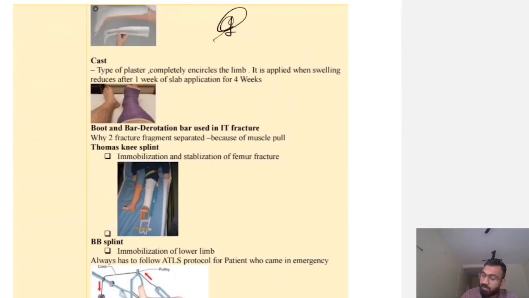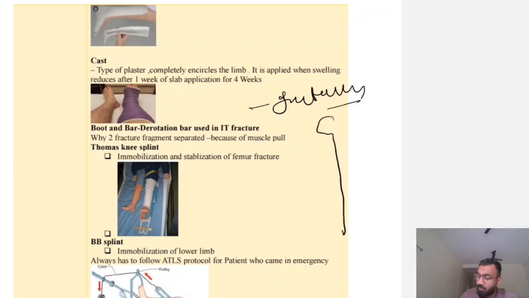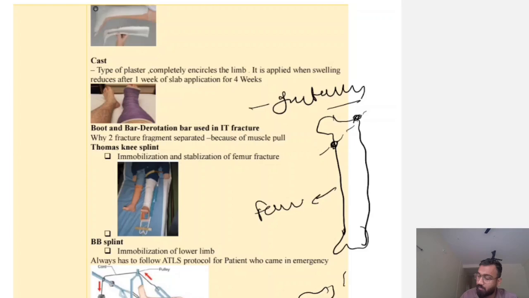Next is boot and bar. Boot and bar is applied for intertrochanteric fracture. So what is an intertrochanteric fracture? This is the femur. This is the greater trochanter. This is the lesser trochanter. This is the fracture line. So after the fracture, the position of both fragments will be like this.